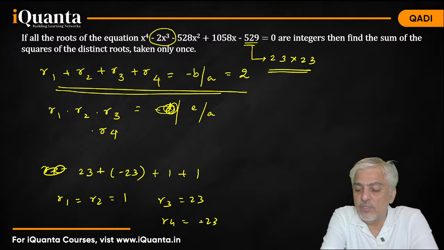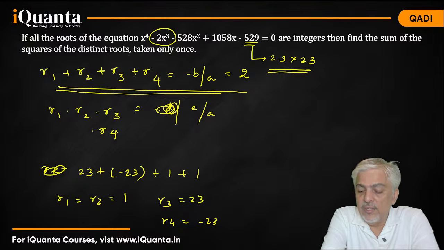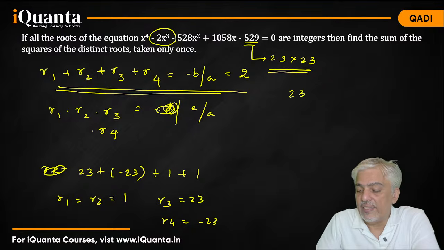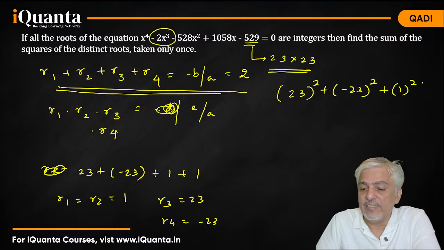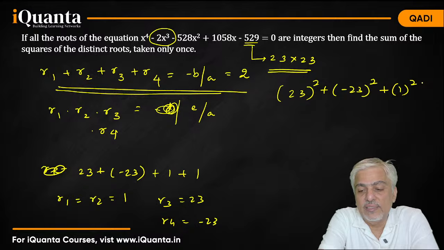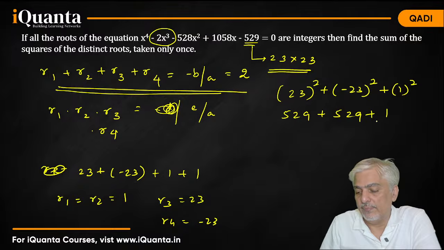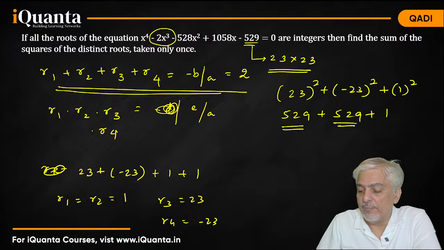After that, it is just about reading very carefully what they have asked for. Find the sum of the squares of the distinct roots. What have they asked for? Sum of the squares. That means we need to do 23 square plus minus 23 square plus 1 square, only one time. Of the distinct roots, taken only once. So whichever roots are distinct, you need to take them only once. So this will be 529 plus 529 plus 1. This will become how much? 529 plus 529, 1058, plus 1, 1059.